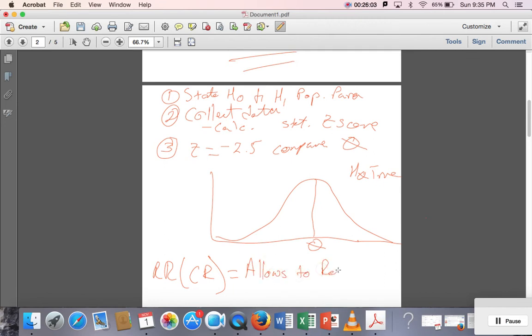to reject the null hypothesis. So in other words, if my statistic lands in this region of rejection, I'm going to reject the null hypothesis, the statement made by the null. What statement does the null make? No difference, no effect. Okay?